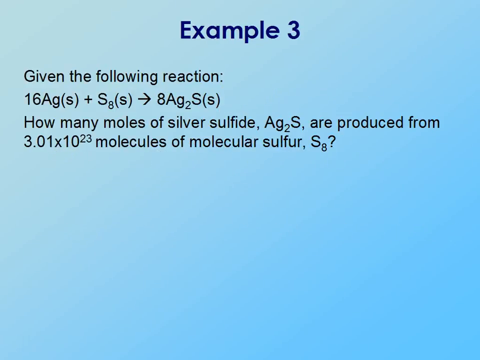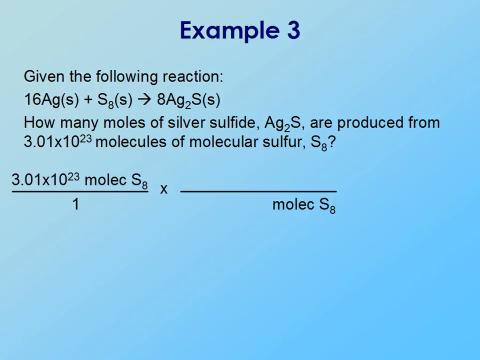And then the final example I'm going to do is a stoichiometry problem. You're given an equation right there. That's a good sign. It's going to involve stoichiometry. How many moles of silver sulfide, Ag2S, are made from 3.01 times 10 to the 23rd molecules of molecular sulfur, S8? So just like with our dimensional analysis, our mole conversion problems, we always start with what we're given, the 3.01 times 10 to the 23rd molecules of S8. Because we want to cancel out the molecules of S8, they need to go in the denominator. And because we want to find the moles of silver sulfide, they need to go in the numerator.